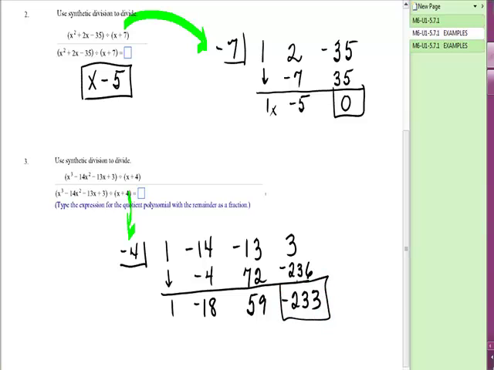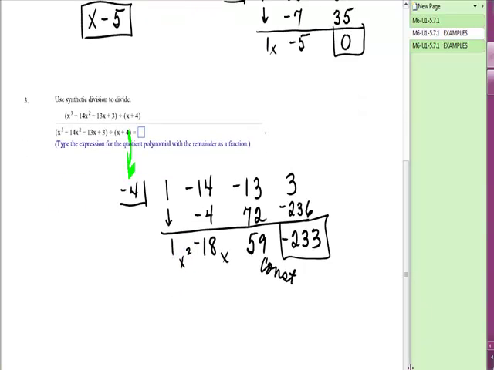This is your remainder. This is your constant. This is your coefficient of x. Well, we haven't had one of these, but this has to be your coefficient of x squared. That means your answer is implied 1x squared minus 18x plus 59 minus 233 over, go back to the original, x plus 4.